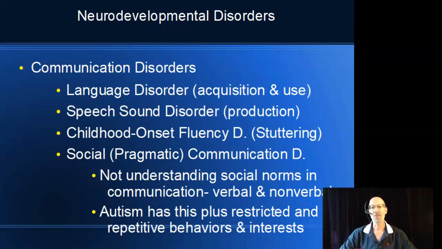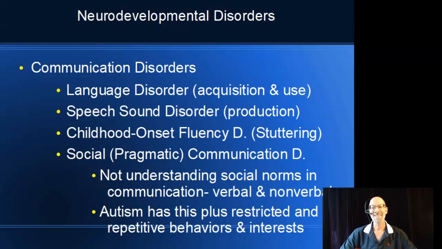Communication disorders, there are several. Language disorder, that has to do with acquisition and use. Speech sound disorder, the production of speech. Childhood onset fluency disorder, that would be stuttering. Social pragmatic communication disorder. This is where someone does not understand social norms in communication. They can't read verbal and nonverbal cues. They drone on and on and on, not realizing that their audience has stopped listening. You're still listening, right?